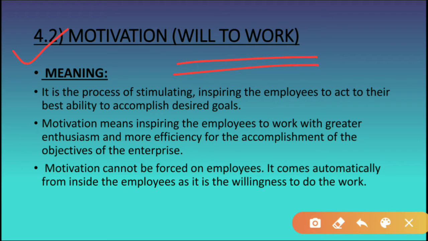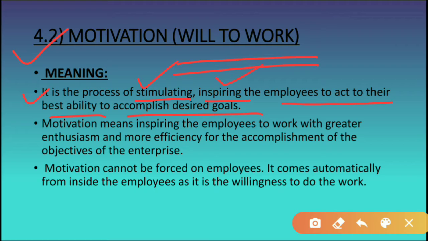Now see the meaning. See the first point. It is the process of stimulating and inspiring the employees to act to their best ability to accomplish desired goals. Students, as I told you, it is very much necessary for the managers. Why am I saying managers again and again? Because the managers are the superiors, so you automatically think about the superiors. Here the superiors are the ones who actually need to motivate their subordinates. So the superiors need to stimulate the subordinates.